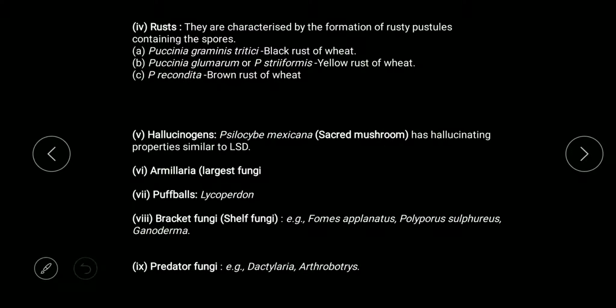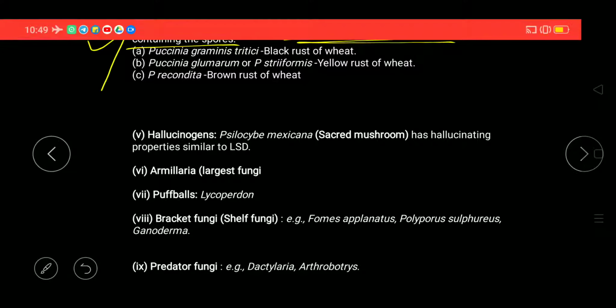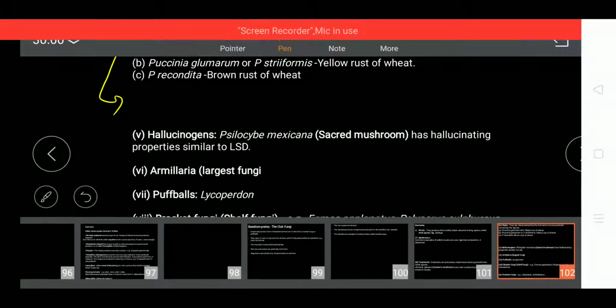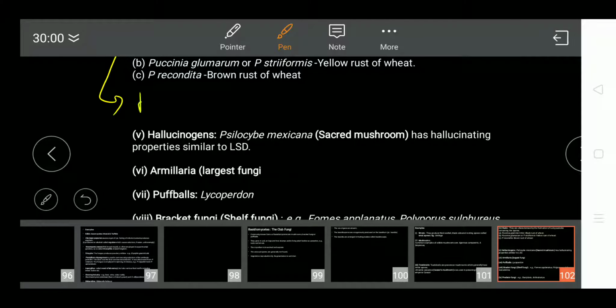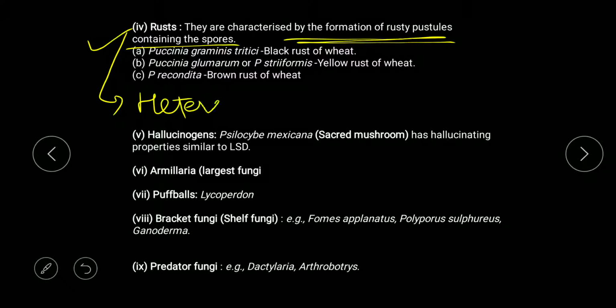Next, more are the smut and rust. We have studied smut, Ustilago. Now this is rust. Rust is characterized by the formation of rusty pustules of different colors containing the spores on the plant bodies. Now this rust has two hosts. It has a complex, heteroecious life cycle. It has two hosts.